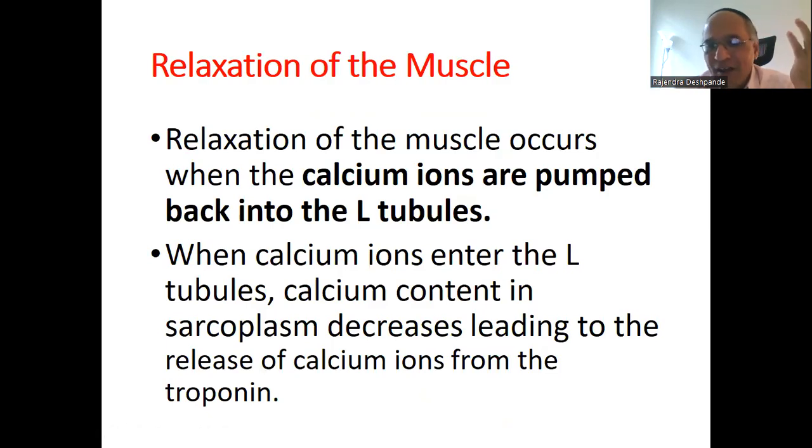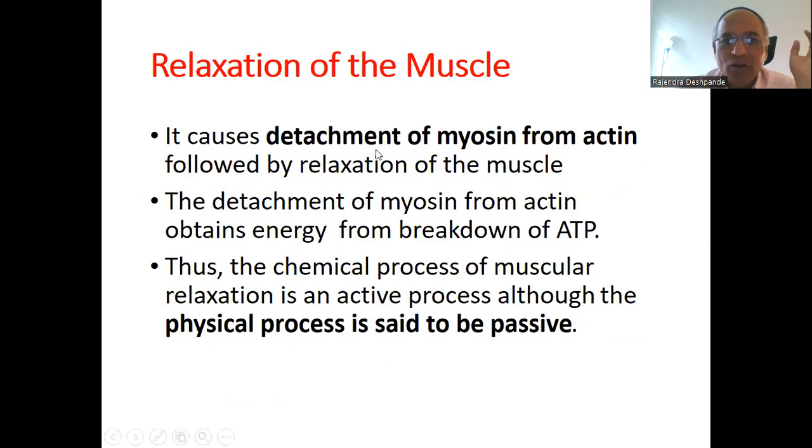Of course, you know, after the contraction, there must be relaxation. So relaxation of the muscle occurs when the calcium ions are pumped back into the L tubules. Calcium is taken back because the necessary action has been taken. When the calcium ions enter the L tubules, calcium content in the sarcoplasm decreases, and that leads to the release of calcium ions from troponin. Okay. It causes the detachment of myosin from actin followed by the relaxation of the muscle.